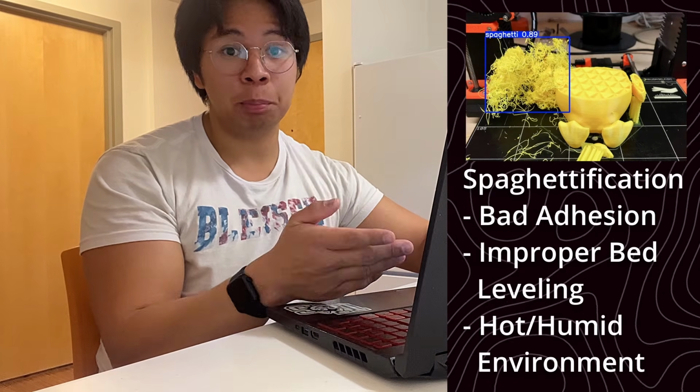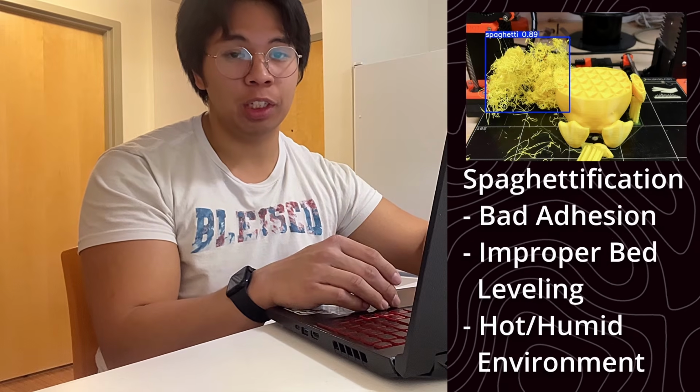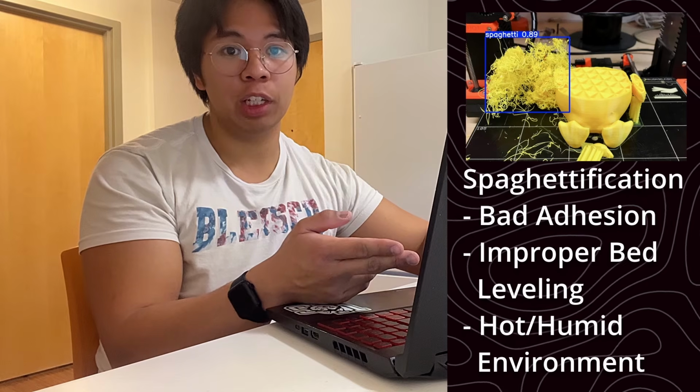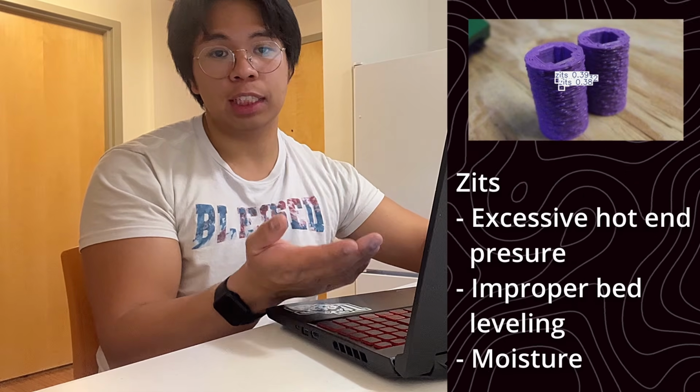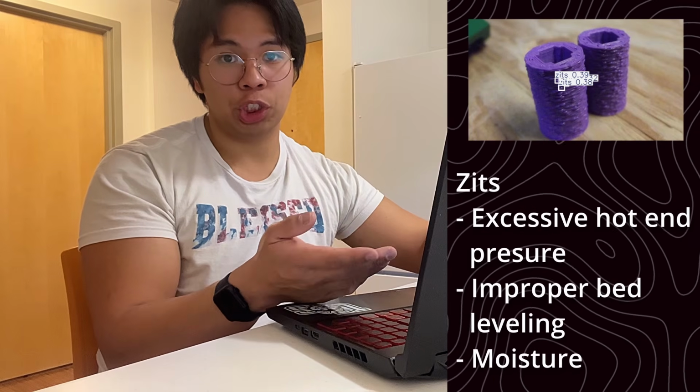So what are the different types of 3D printing defects? There's actually a few of them. The most common is spaghettification, and the name speaks for itself. This occurs when the new filament does not stick with the old filament, and this is primarily due to bad adhesion, improper bed leveling, too hot or too humid of an environment, and much more. Another one is zits, and they are mostly caused by excessive hot end pressure, improper retraction settings, or moisture in the filament.